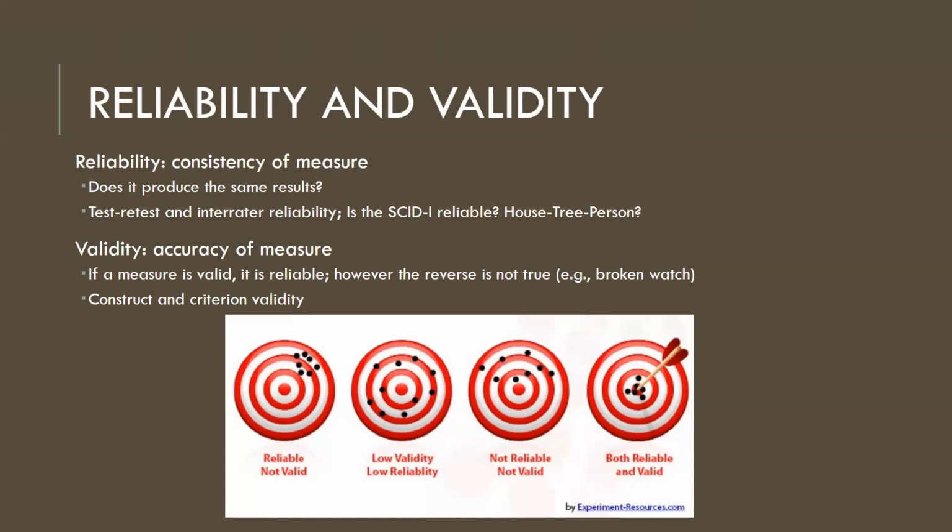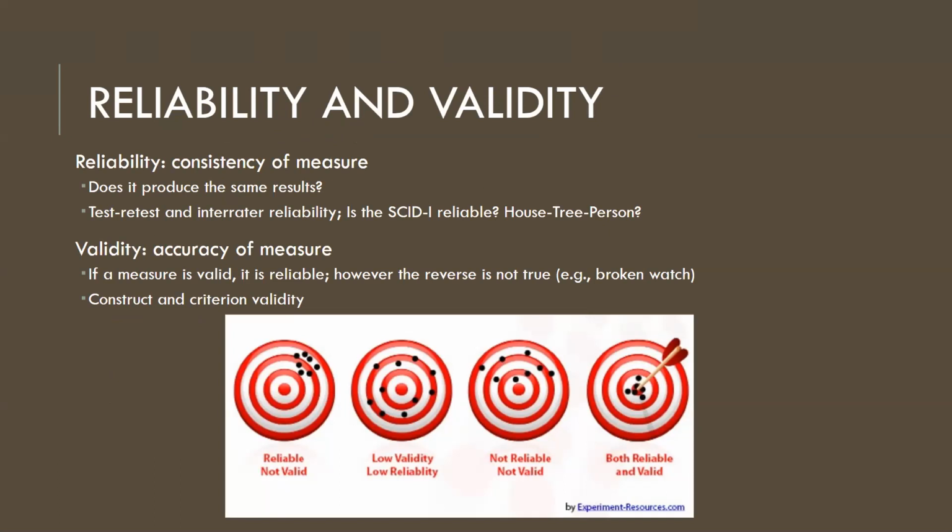As far as reliability and validity goes, these are complementary features, I guess, of diagnosis. Reliability is how consistent a measure is. Validity is how accurate a measure is. So for reliability, we're interested in whether or not a measure is producing the same result again and again. So we want to make sure that if we give the same measure in the same circumstances repeatedly, we're getting the same result. Otherwise, it's not really doing us any good.